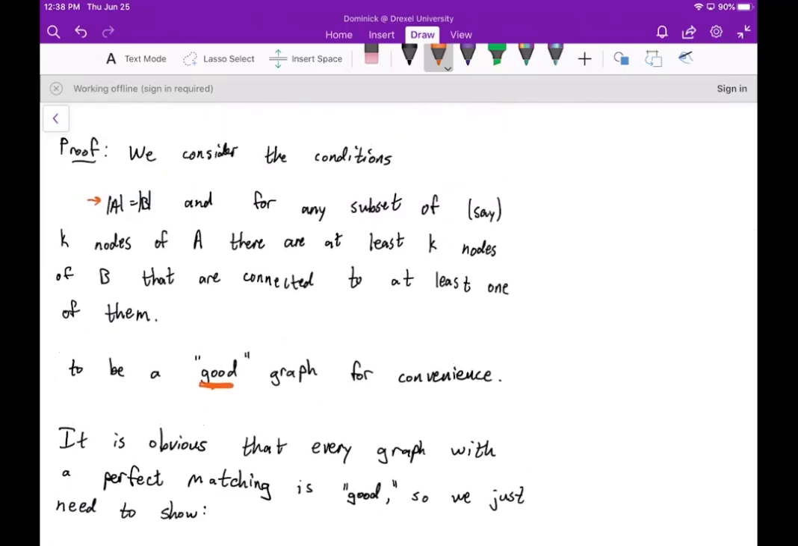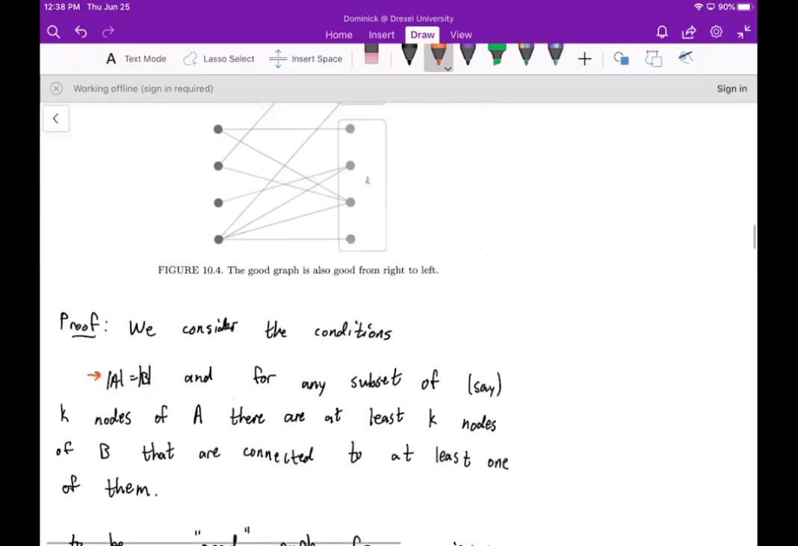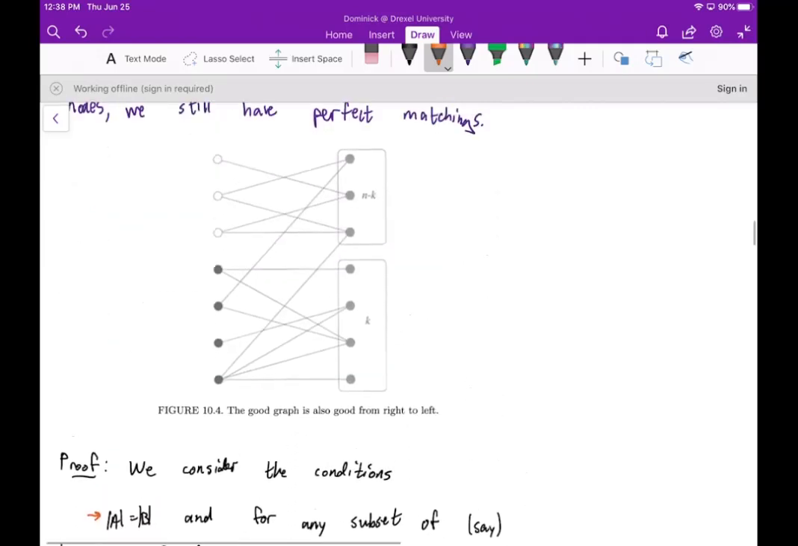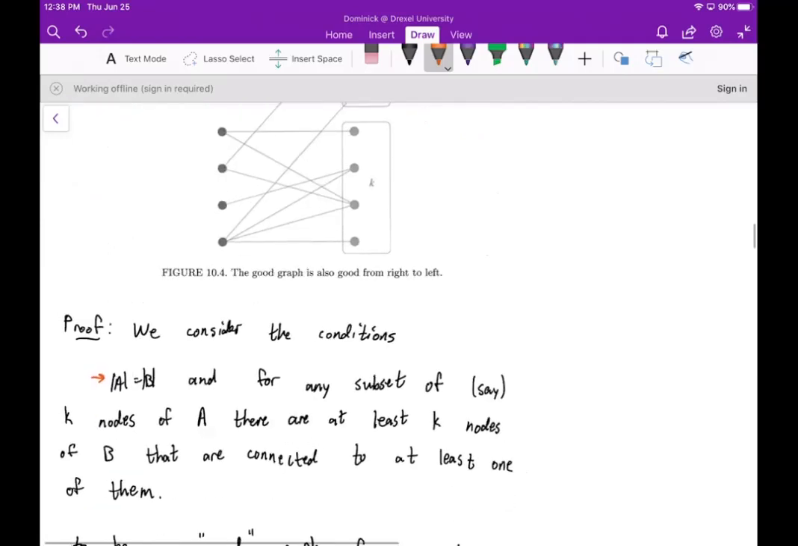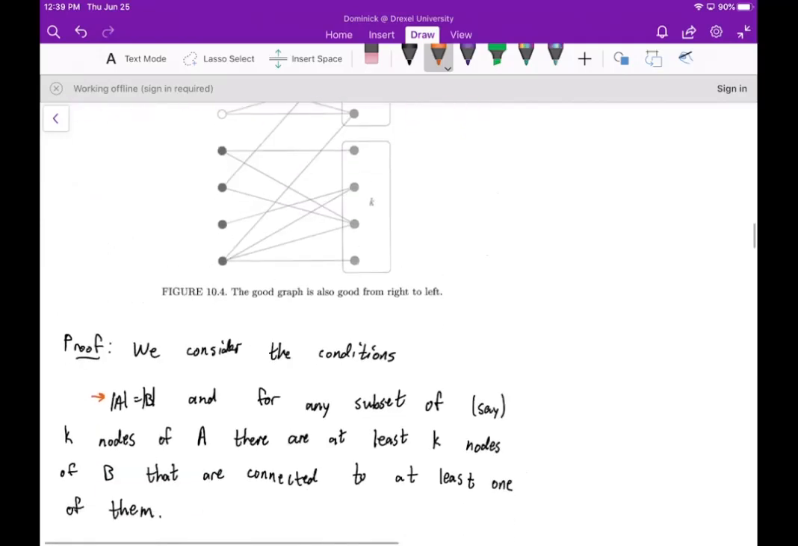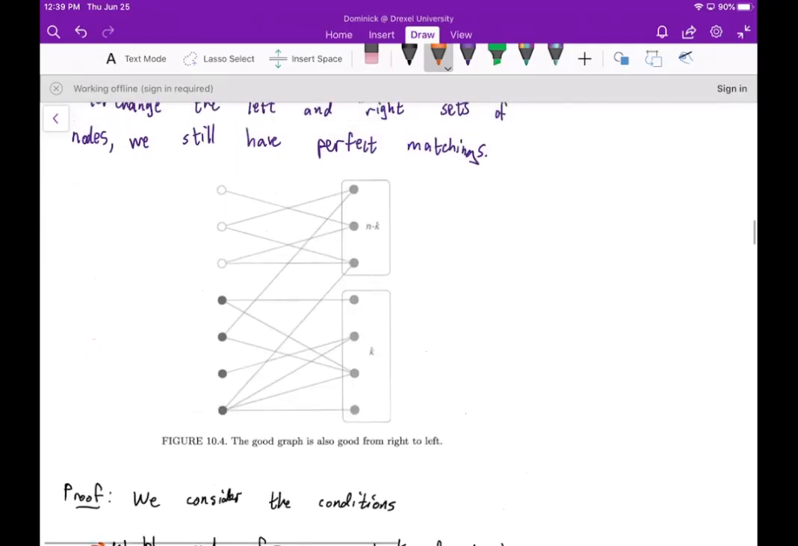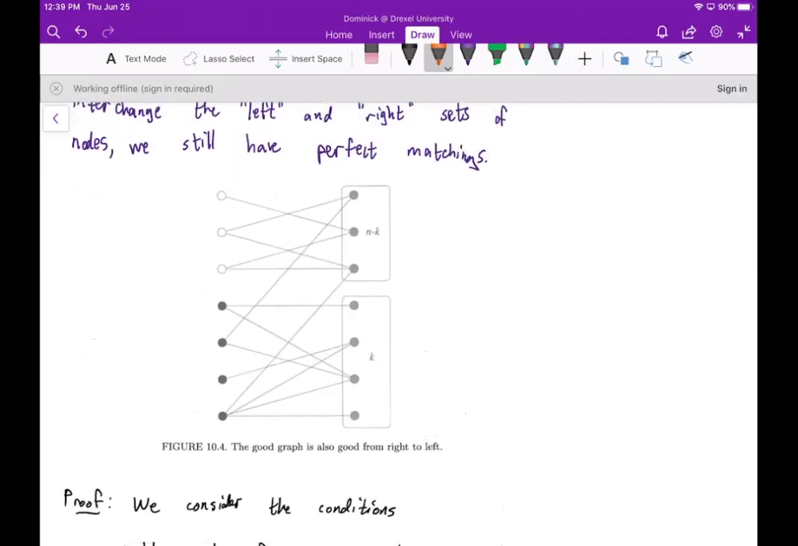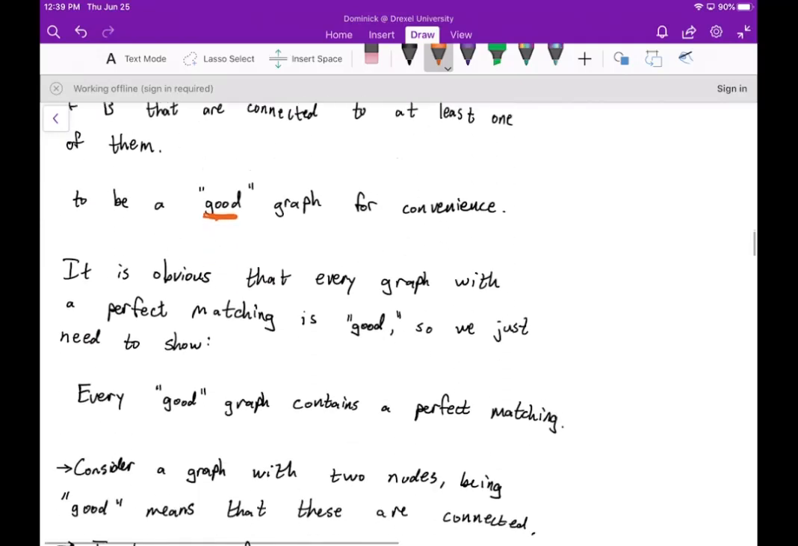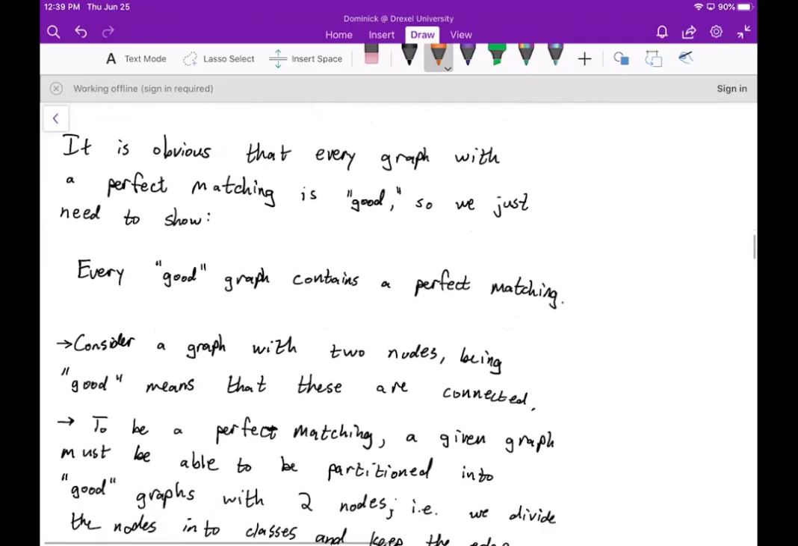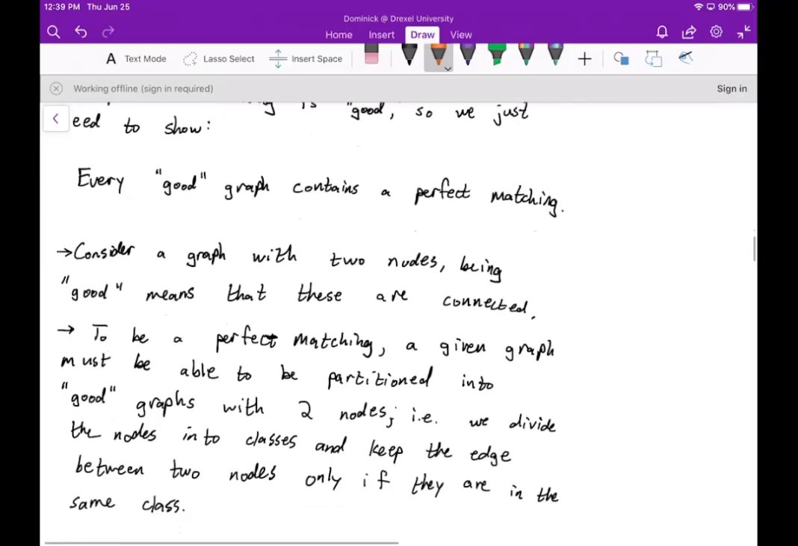Because, of course, any graph that has a perfect matching, something like this, there are at least K nodes of B that are connected to at least one of the nodes on the left. So if you pick these K nodes, there's at least K, or in this case, at least 4 that are connected to them. And of course, that holds true. So now we just need to show that every good graph contains a perfect matching, right?